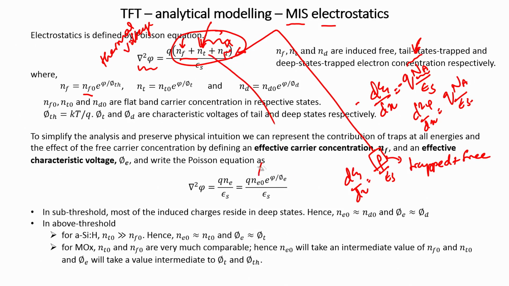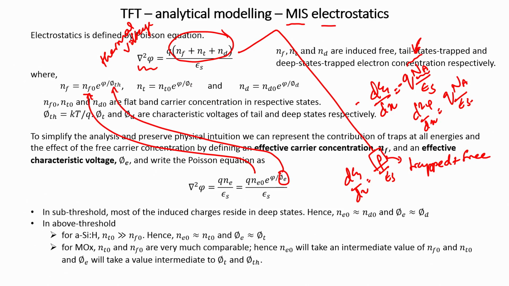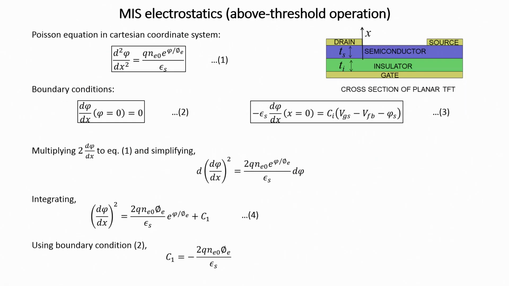On the other hand, if this term here has got mostly free carriers, then NFO will tend towards this particular concentration, that is the concentration of NFO, and this term here will tend towards phi th. Okay, so that is the implication of having this exponential. Now, all that is left is for us to solve this particular exponential, and here are the details of the solution.